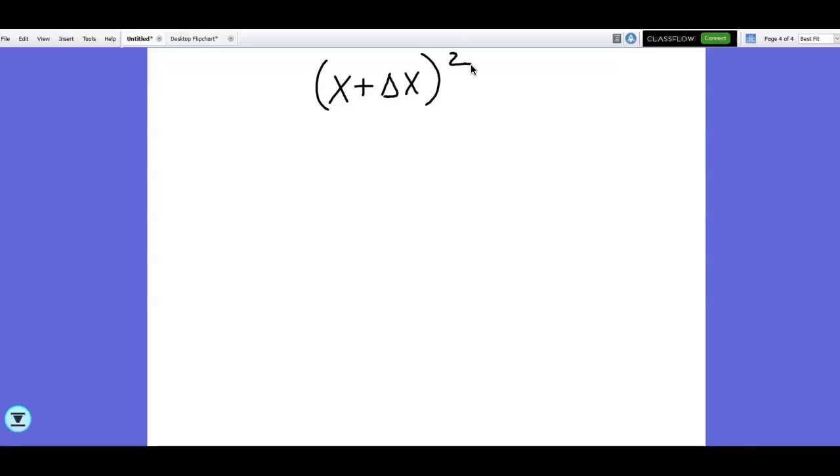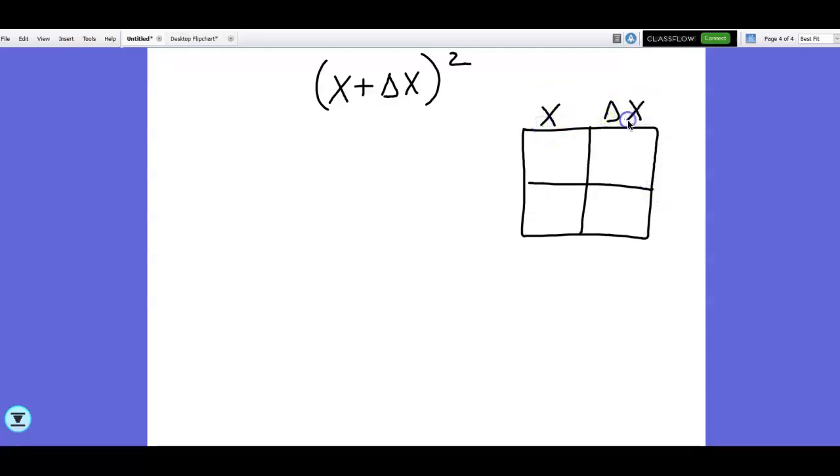Now, there is a long way to work it out, and that would be using a FOIL method or a box method of some kind. I like to use the box. Now, you guys don't need to write this if you don't want to, but if I have x plus delta x squared, that means I have x plus delta x times x plus delta x. So we would FOIL that out, and we would get the following.